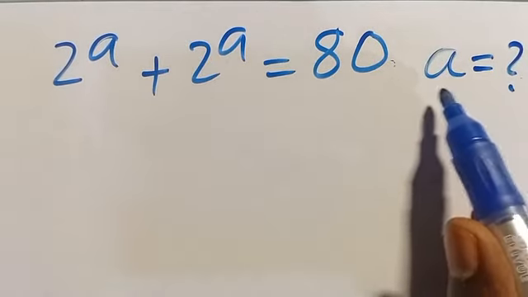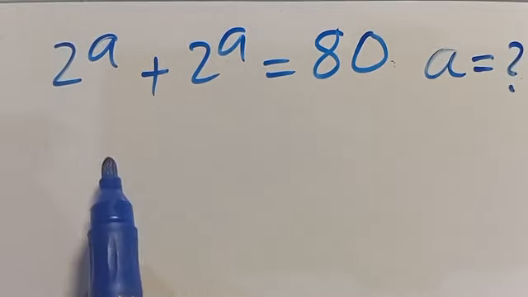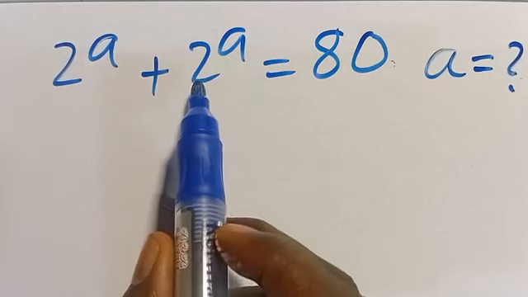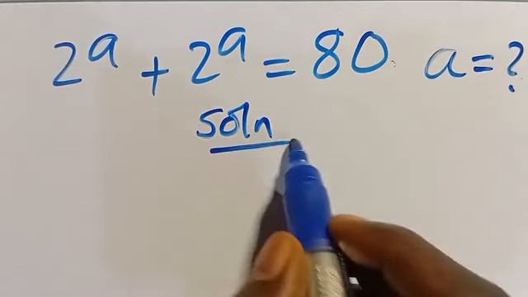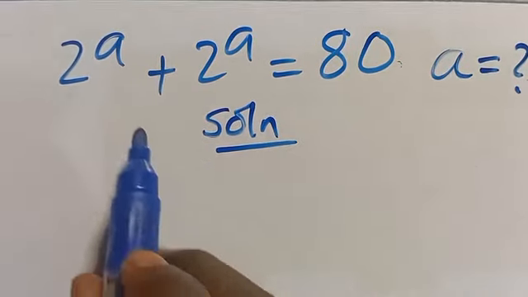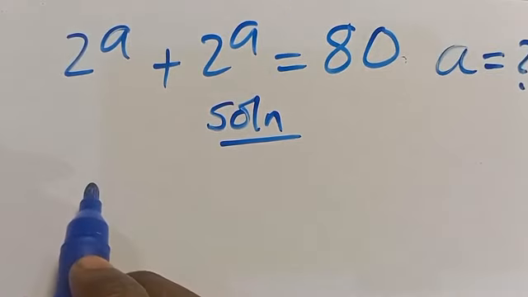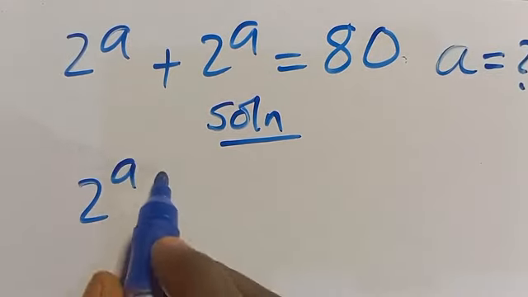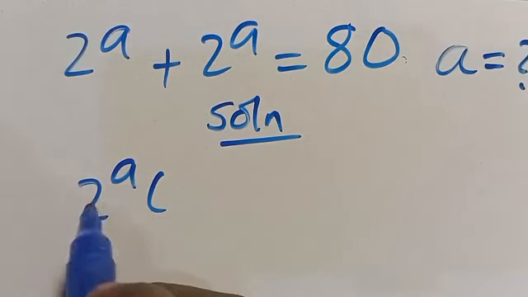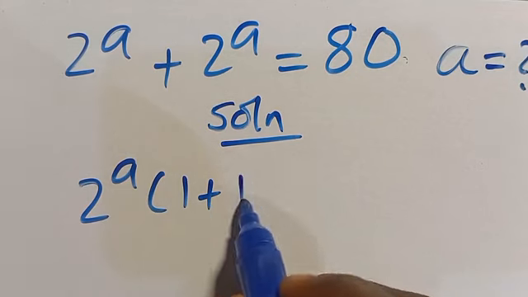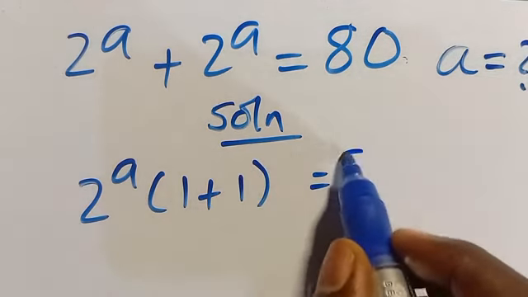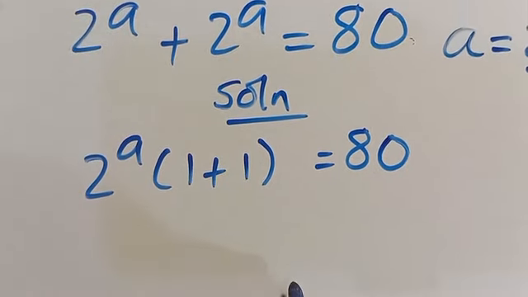Hi, what is the value of a, given that you have 2 to the power of a plus 2 to the power of a equals 80? From here we have 2 to the power of a in common, so we can have 2 to the power of a open parenthesis. This divided by this will give us 1, plus this 2 to the power of a divided by this will give us 1, equals 80.